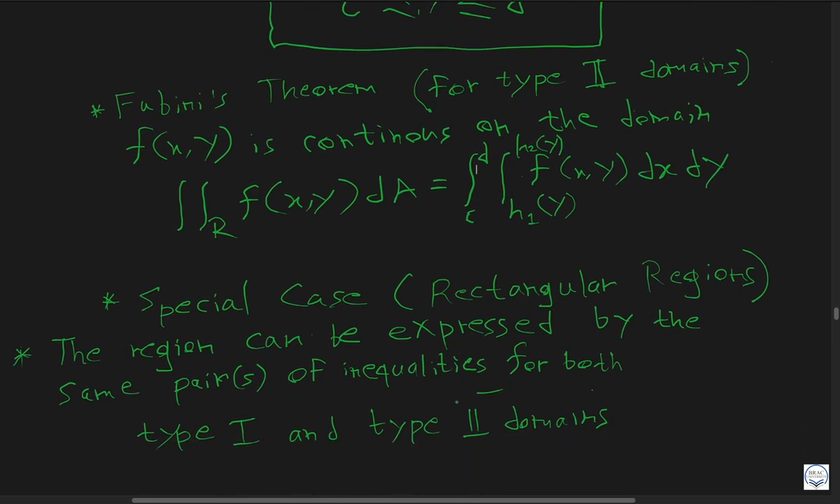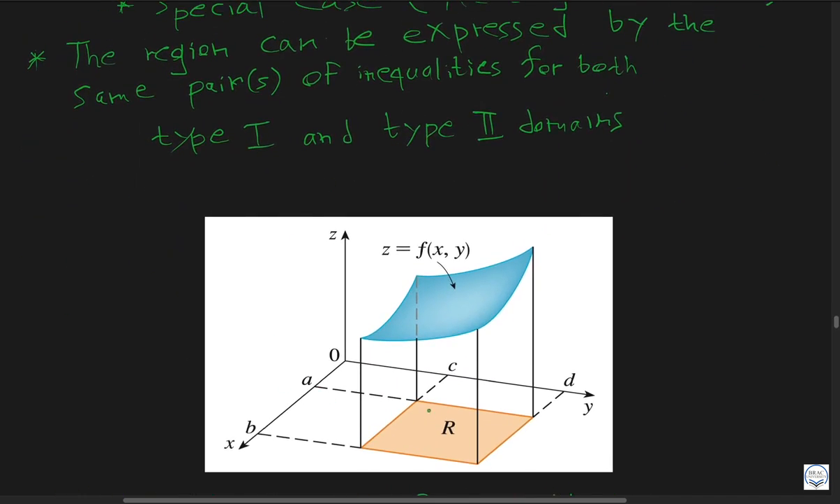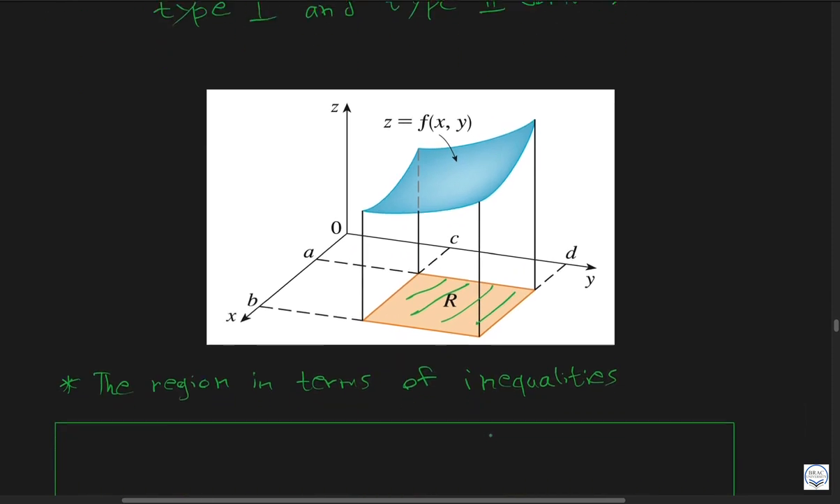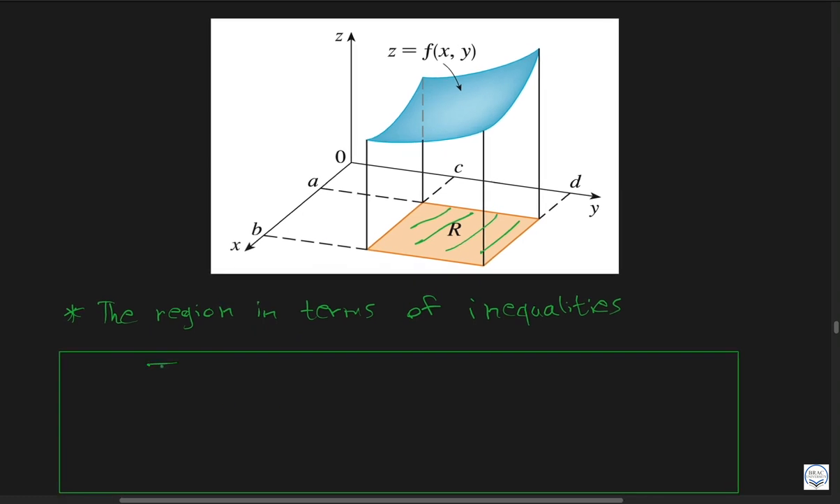I will take a look at this special case, which is for rectangular regions. Now here we can use the same pair of inequalities for both type 1 and type 2 domains. For instance, this is a rectangular domain, right? And here we can state this region in terms of both type 1 and type 2.